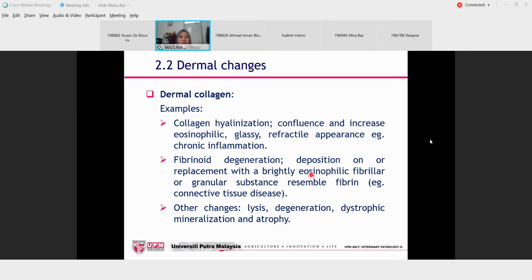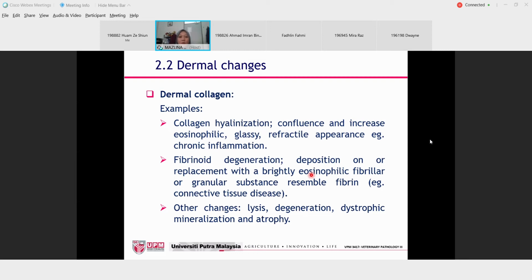Example of dermal changes involving the dermal collagen: you can see collagen hyalinization, whereby you would see confluence and increased eosinophilic, glassy, refractile appearance. Okay, meaning you cannot see the individual collagen fibers as in the normal condition. It becomes confluent and always eosinophilic, sometimes refractile when you view it under the microscope. Refractile means it gives a shining, glassy feel, okay.